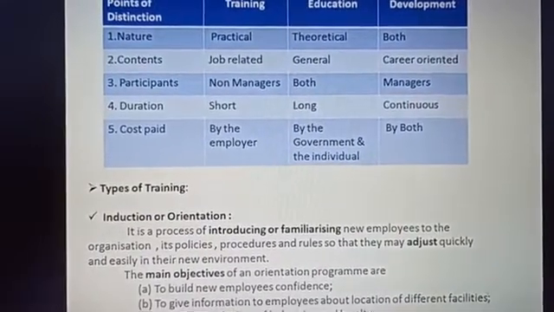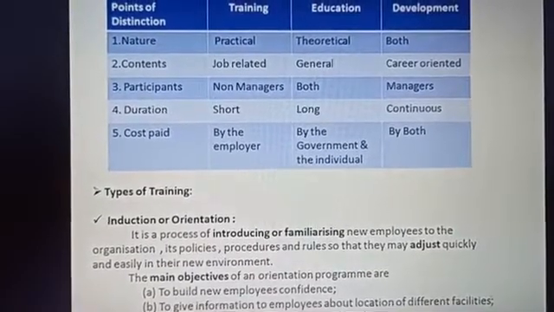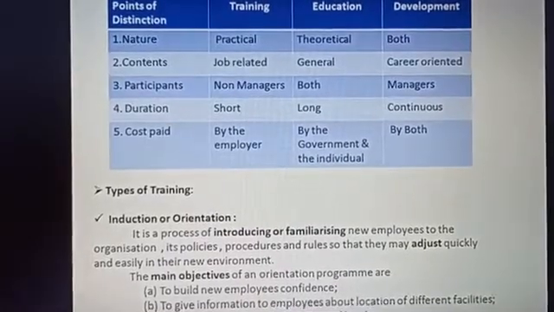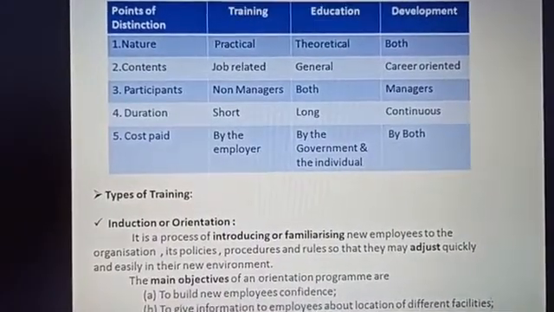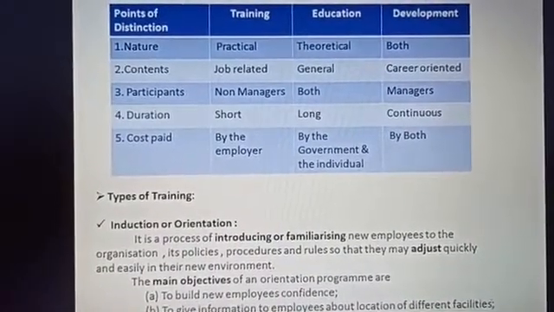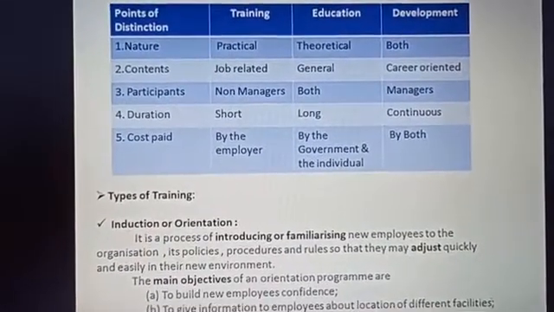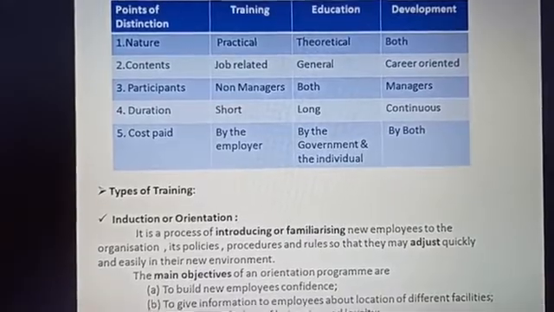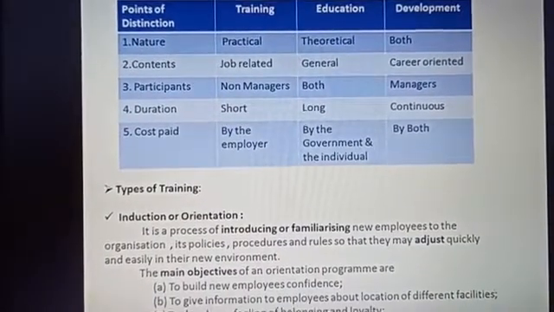Number 5 and the last one, cost paid. Training, the cost of training can be borne by the employer. Education, it is borne by the government as well as the individual, while development, the cost is borne by employer, government as well as individual to some extent.